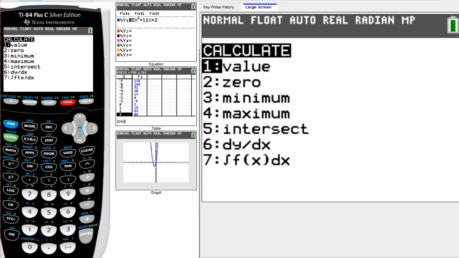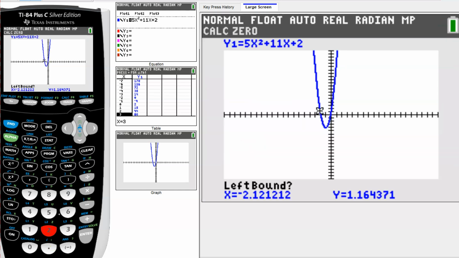So I'm going to calculate a zero, which is number 2, and I'll do that one first. I want to be left bound, enter. If you remember how to find zeros, right bound, enter. And there's my zero. This number here, -1 e to the -12, remember that rounds to 0. So -2, 0 is one of my zeros.